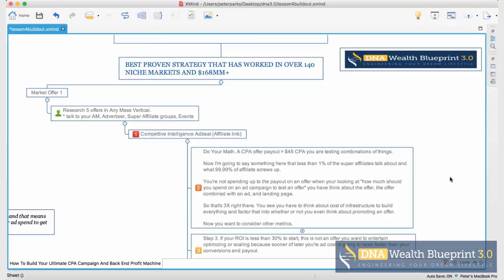So step 3. Here's where, these are some guidelines that I run with. If your ROI is less than 30% to start, this is not an offer that you really want to entertain, as well as optimizing or scaling, because sooner or later your ad cost is going to catch up to you, and you're going to be burning through your ad spend faster than you can get your conversions and your payouts.